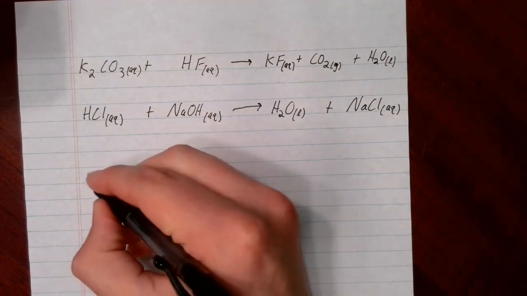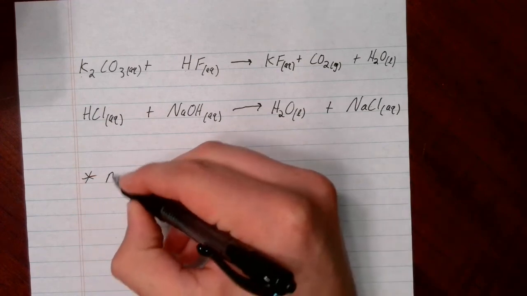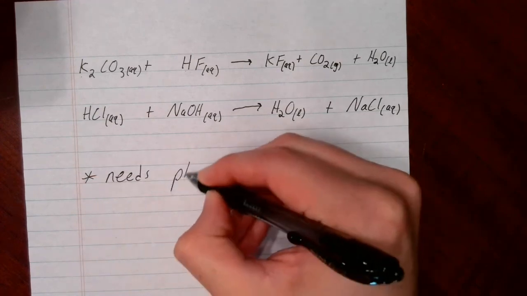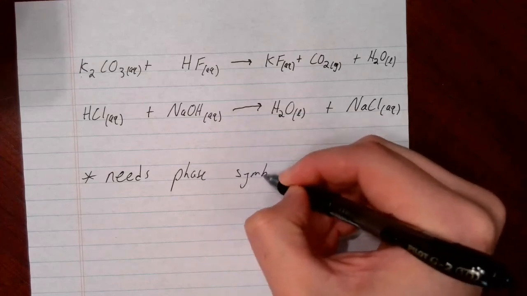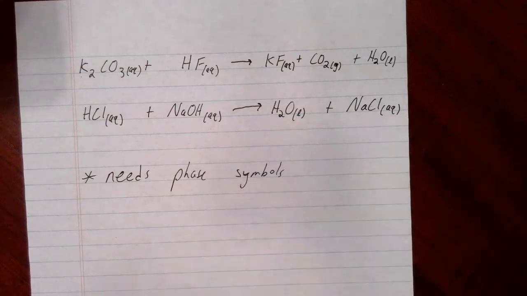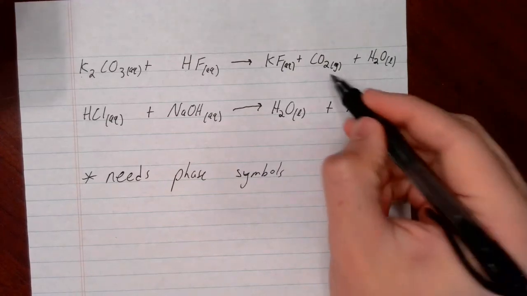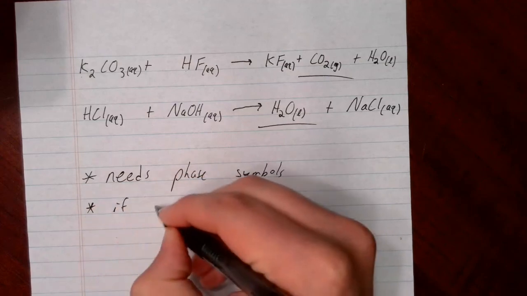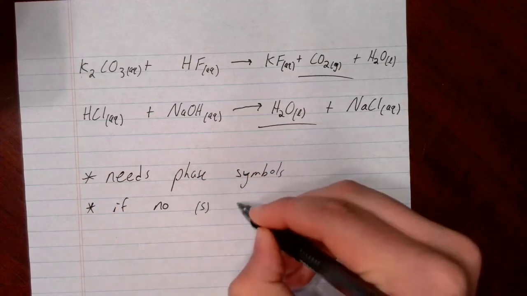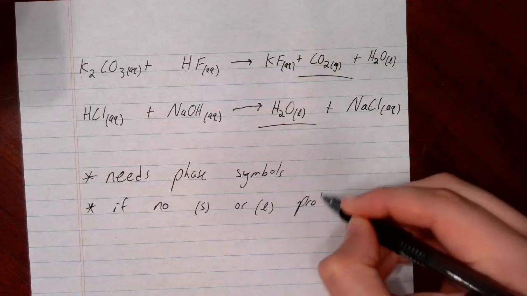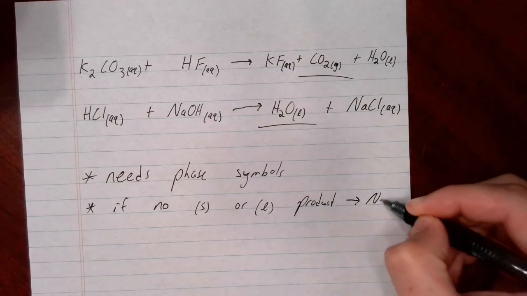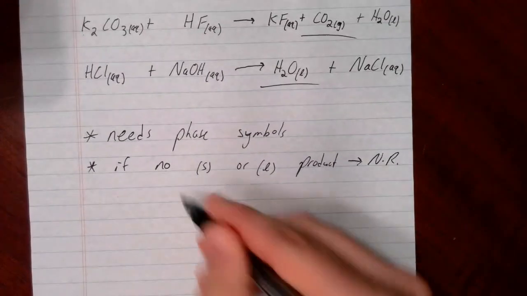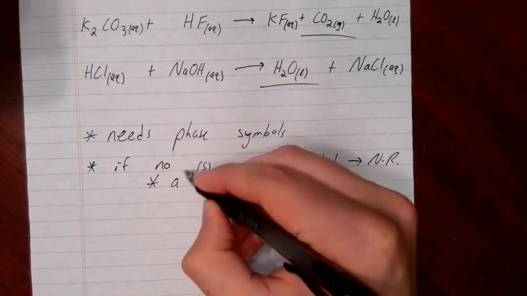A couple of points to remember. You need phase symbols. Everything has to have a phase symbol. Don't just make them up. Use the solubility table. You have access to it. The few times that you won't use the solubility table are when you form CO2 and when you form H2O. We know the phases of those automatically. So if there is no solid or liquid product, we get no reaction. But you still always have to predict products.